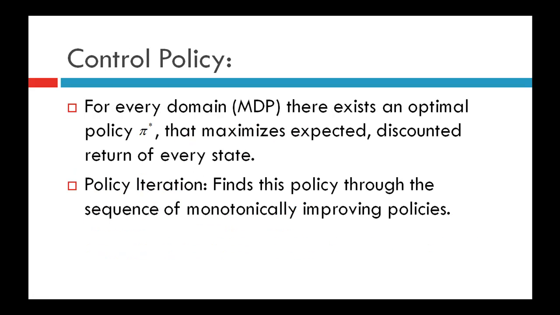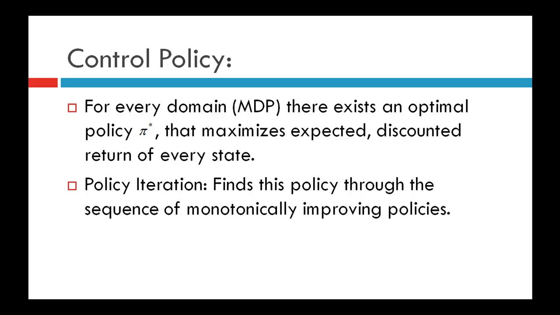So here's a control policy. For every domain, or we can say for every MDP, there exists a unique policy which is known as an optimal policy that maximizes the expected discounted return of every state. This optimal policy, denoted as pi star, maximizes the expected discounted return, or we can say it gives the best possible action in a given state. That is, if you want to know what is the best possible action in a given state, you just follow the optimal policy and it will give you the best possible action in every state.